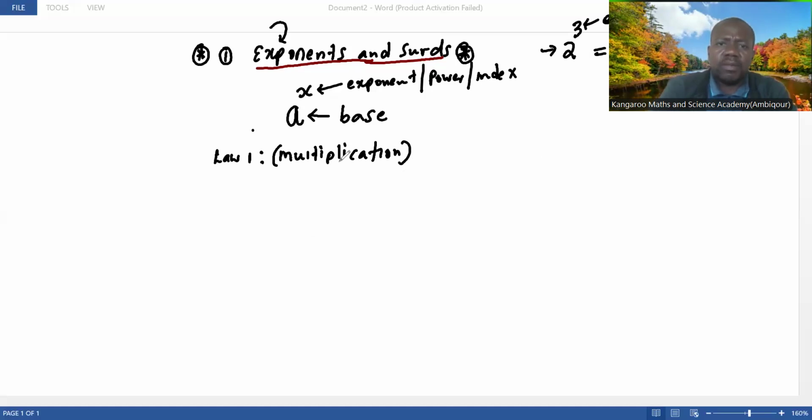Before I talk about the law, let me try to explain what this means. This just means that a is raised to the exponent of x. Or you can say a is raised to the power of x. Or you can say a raised to the index. So it depends on your choice. I can say it's a to the power of x, a to the exponent of x, a to the index of x. It's still the same thing.